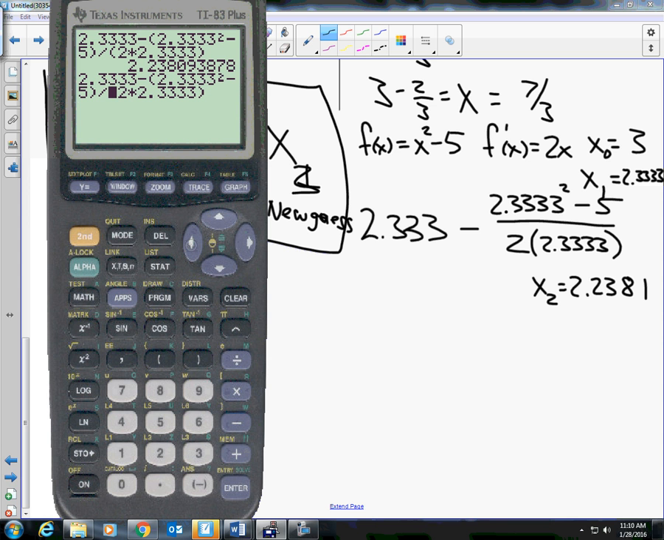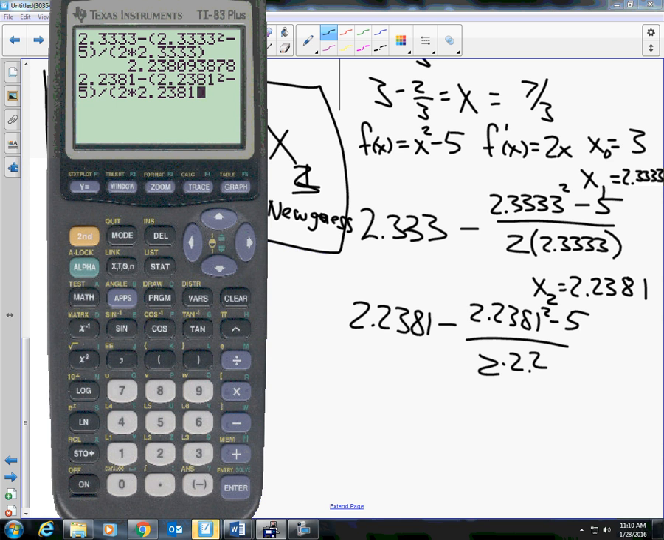You got 2.33. I'm going to go 2.2381. Well, just because I don't have to type it all in again. So I'm doing the same thing: 2.2381 minus 2.2381 squared minus 5 over 2 times 2.2381. I'm doing the same formula again. I did second entry so I wouldn't have to type as much. I press enter. I get 2.2361.